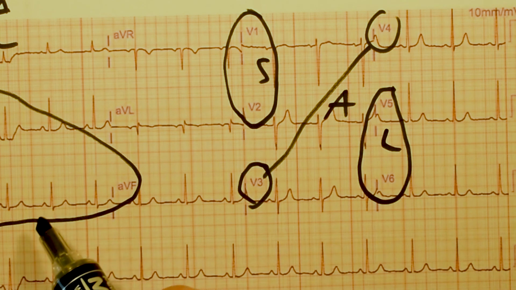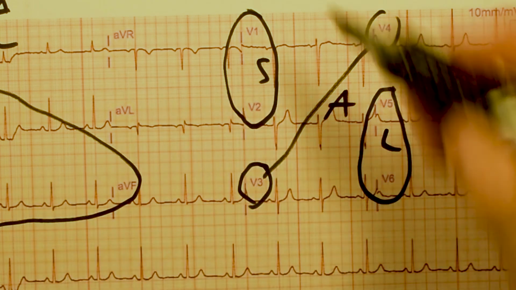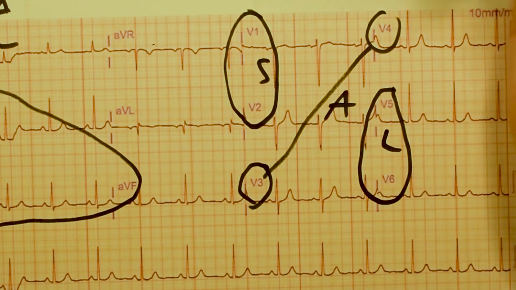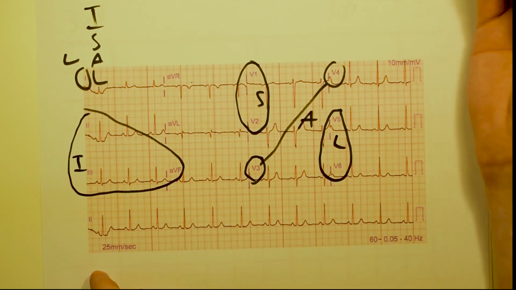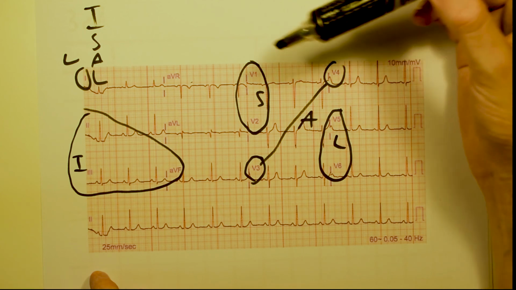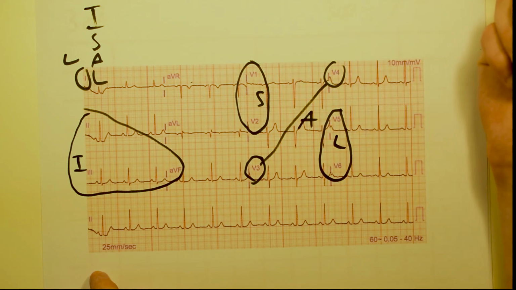So some waves are positive, some waves are negative. So you'll see that there's a negative P wave or a negative T wave. In some leads that's normal, in some leads that's not normal. So that's just something you're going to have to learn. And you can see that it's all looking very normal.